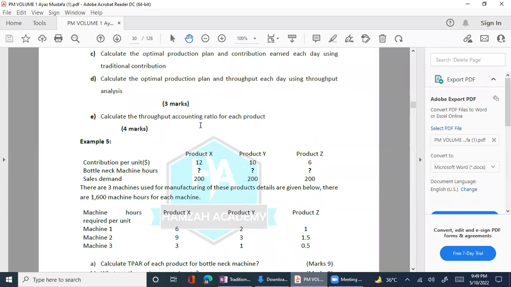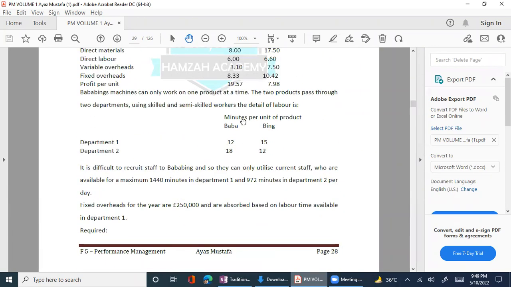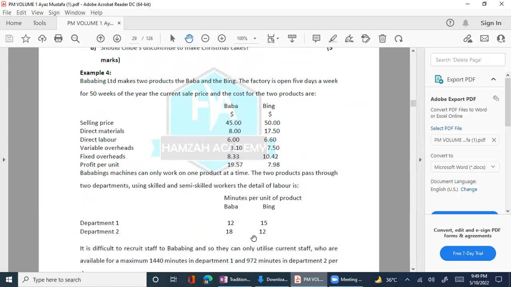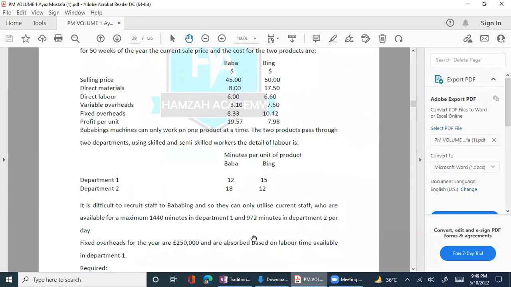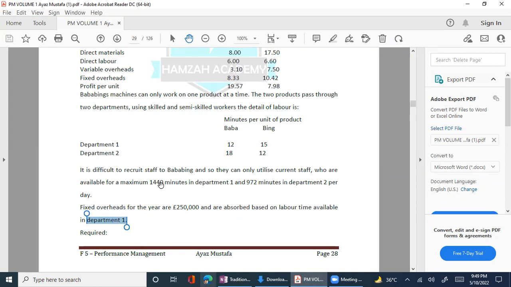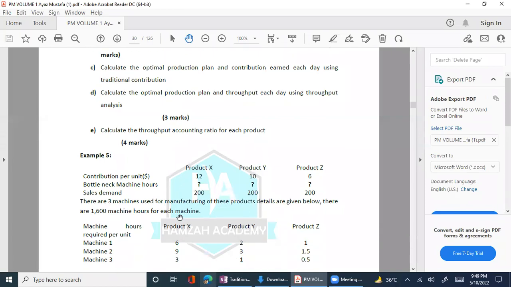Then at the end, we need to calculate the throughput accounting ratio. And for a ratio, we need to have fixed cost per hour as well. So can we get the fixed cost per hour? Labor will be assumed to be fixed, variable overheads will be assumed to be fixed, and we will get the fixed cost per hour. Fixed cost for the year is given in total. No need to sum up. Fixed overhead for the year is 250,000 per year, and it is absorbed based on the labor time of department 1. And department 1's time is given as 1440 minutes. Is it clear?